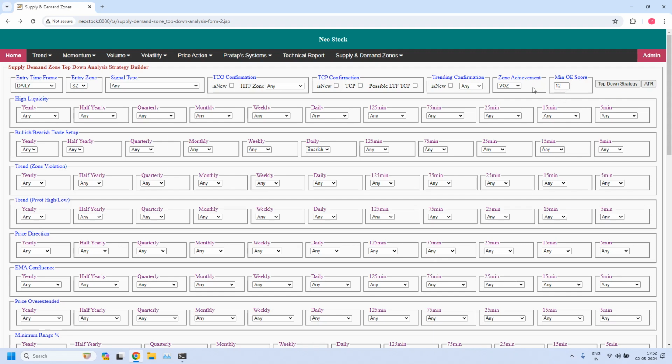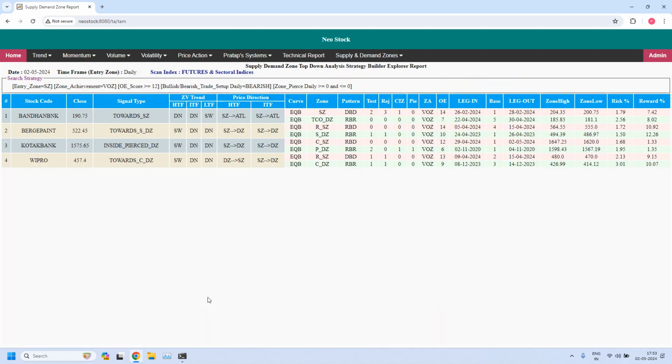So let us filter, but this time all these filters will be applied to the supply zone because entry zone is supply zone. So let me filter the stocks. 4 stocks are filtered. These 4 stocks are supporting bearish trade setup for a monthly income trade.